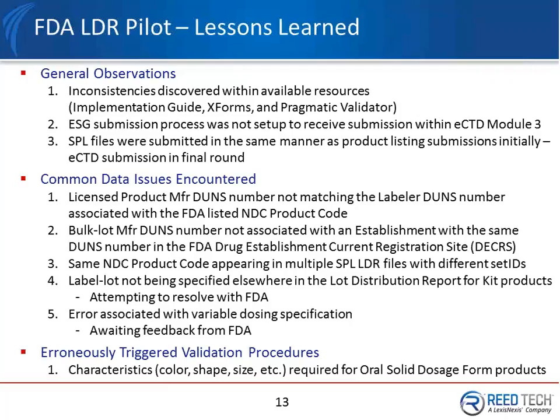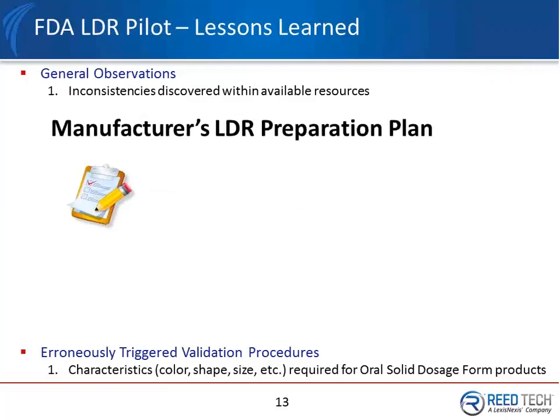Lastly, as I mentioned, with the erroneously triggered validation procedures, this is essentially, again, the product listing validation rules, of which there are quite a few. Some of those were being triggered for the lot distribution report. So the FDA simply had to turn these off for this particular submission type.